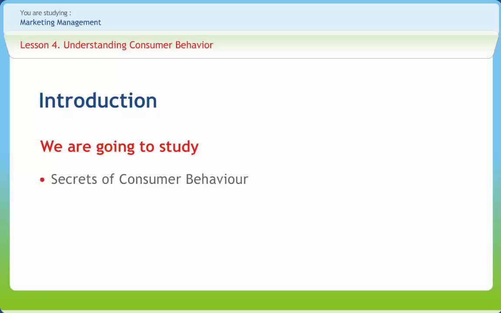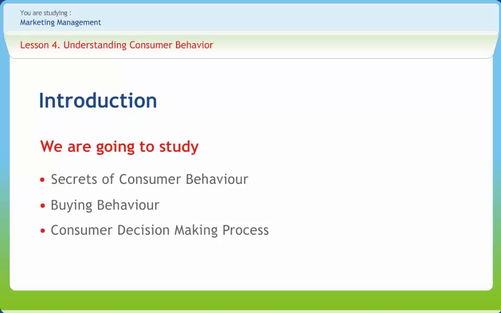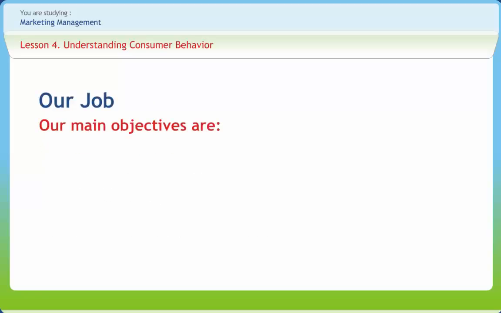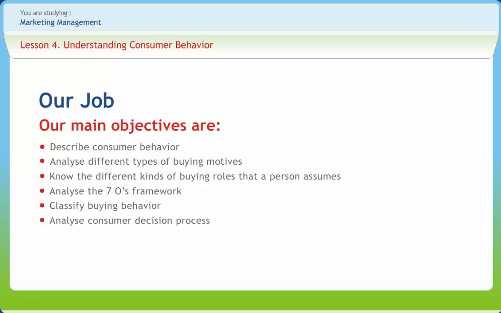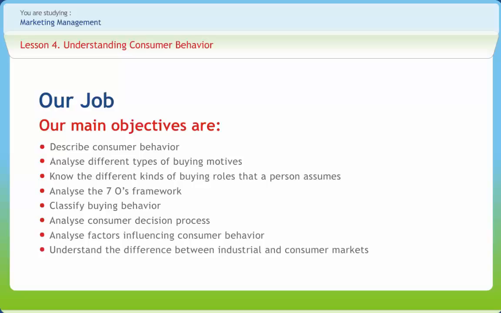In this lesson, we are going to study secrets of consumer behavior, buying behavior, consumer decision-making process. It follows from the previous slide that after studying this lesson, you should be able to describe consumer behavior, analyze different types of buying motives, know the different kinds of buying roles that a person assumes, analyze the 7 O's framework, classify buying behavior, analyze consumer decision process, analyze factors influencing consumer behavior, understand the difference between industrial and consumer markets.